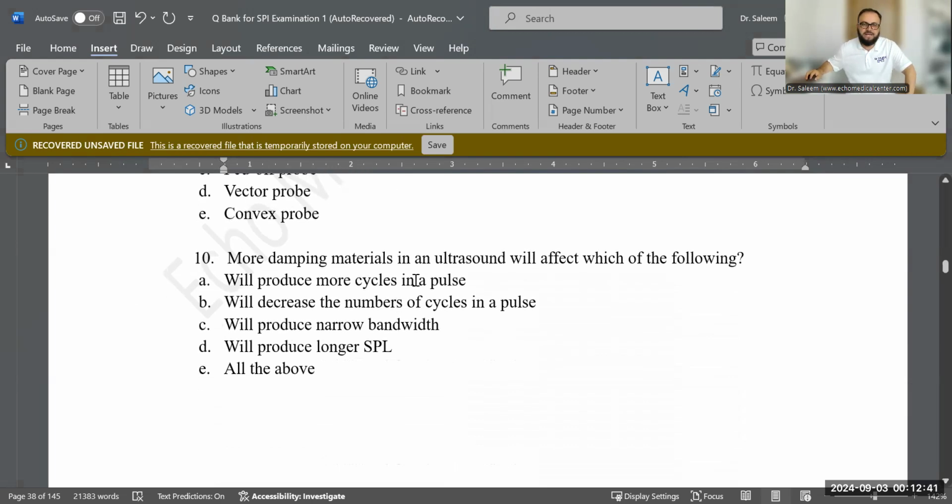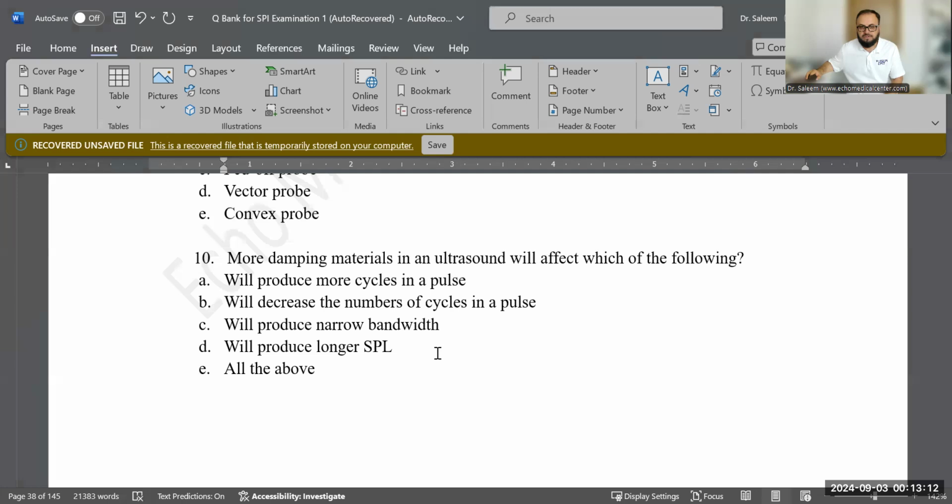All right, next question. More damping material in an ultrasound transducer will affect which of the following? What do you think? If there is more damping material, more backing material in a transducer, what will happen to this ultrasound? Let's see. Will produce more cycles in a pulse? Will decrease the number of cycles in a pulse? Will produce narrow bandwidth? Will produce a longer SPL, spatial pulse length, or all of the above? What do you think? Which one is the correct answer?